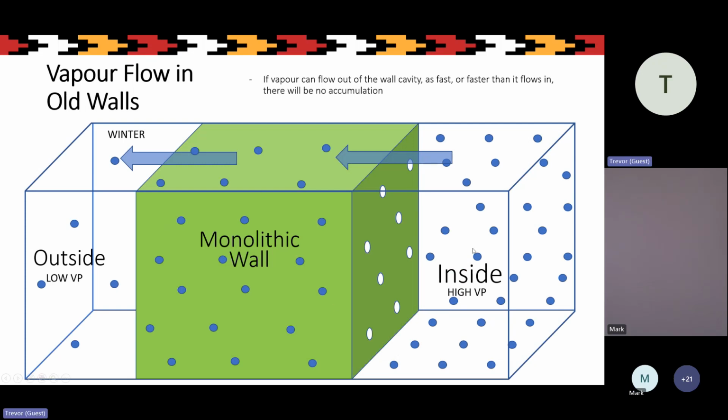So this is another way I'm going to show how vapor moves through materials. First, I want to talk about our old houses. We built houses in North America in cold climates for a long time, I'm not sure how many years, hundreds, with no vapor barriers whatsoever, right? And we tend to not have problems with those buildings.